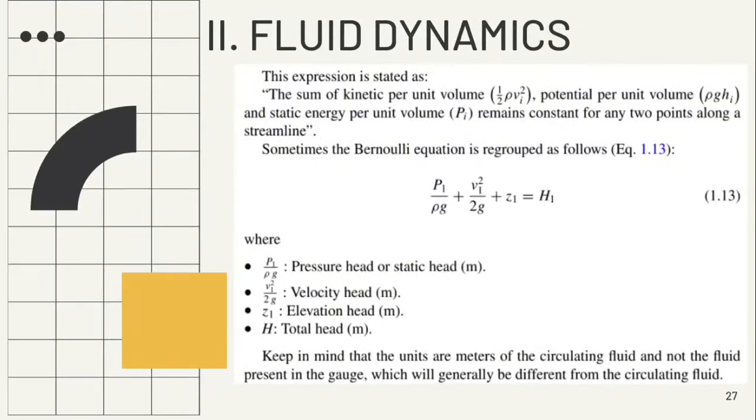This expression is stated as: the sum of kinetic energy per unit volume, 1/2 ρv squared, potential energy per unit volume, and static energy per unit volume remains constant for any two points along a streamline. Sometimes, the Bernoulli equation is regrouped as follows: P1 over ρg plus v1 squared over 2g plus z1 equals H1.